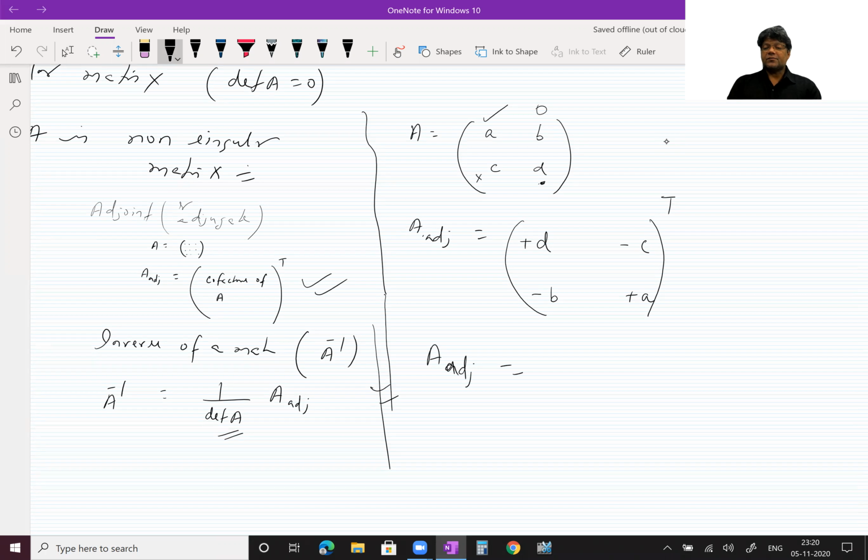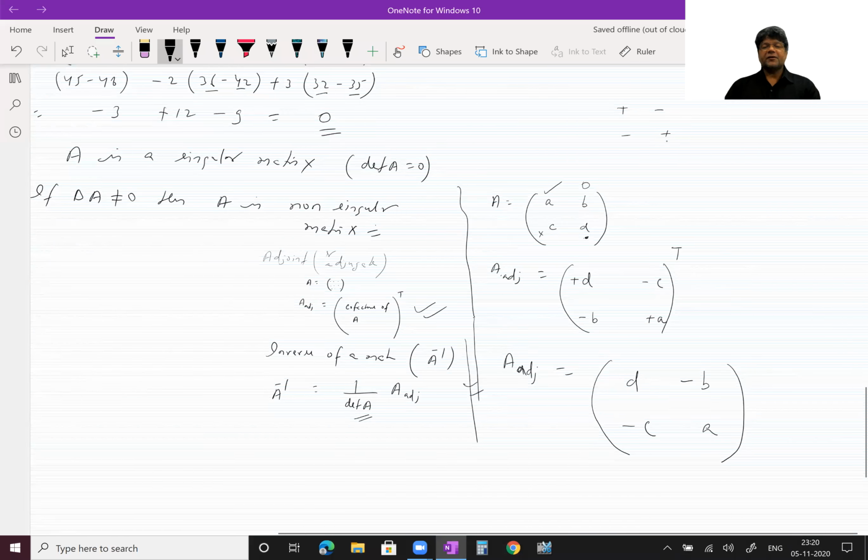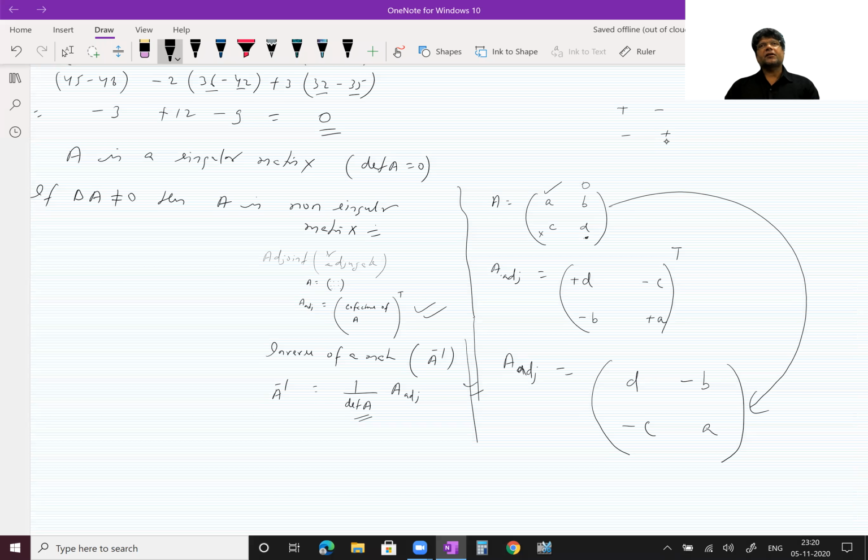So A adjoint, if you do the transpose, the first row d and minus c should be written in first column, d and minus c. Then second row minus b, a, write in second column, minus b, a. This is your A adjoint. But guys, if you don't want to do the intermediate step, directly you can jump from here to here and directly you can write A adjoint.